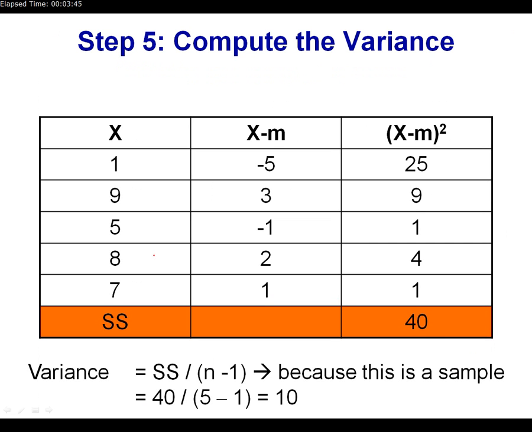So there's my table, and the variance equals the sum of squares divided by n minus 1, because this is a sample, not a population. So we're taking that, and we have 5 observations. We're going to take 40, which is the sum of squares. We're going to divide it by 5 minus 1, which gives us 4, and 40 divided by 4 is 10.